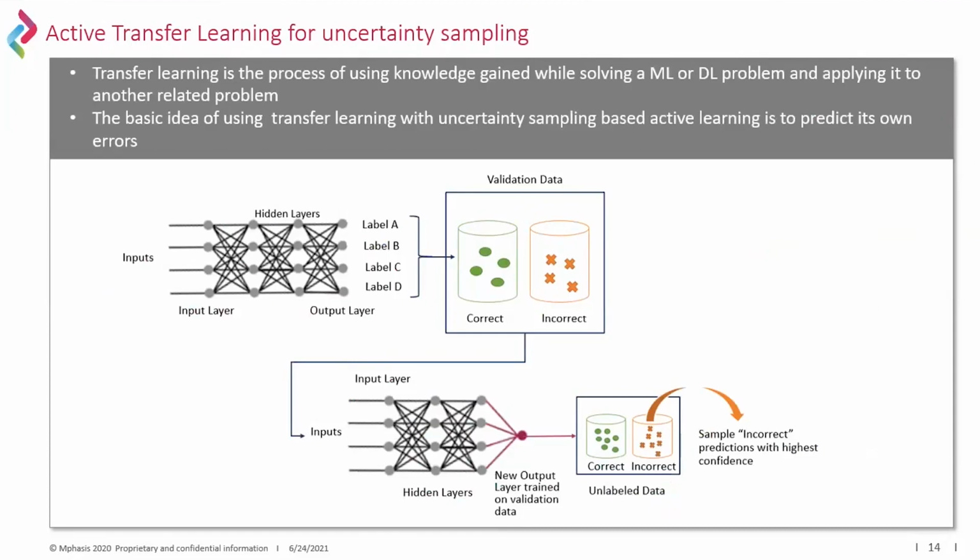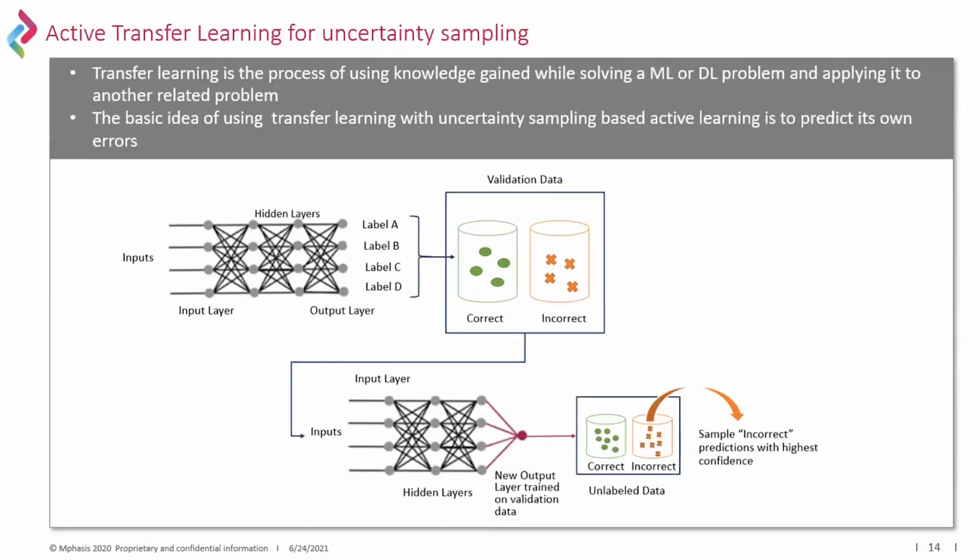This way, the model itself is predicting that these are the data points where the model will be making incorrect predictions. So if we sample the incorrect predictions with highest confidence and include them into the training data, that way the overall accuracy of the model can be increased significantly.